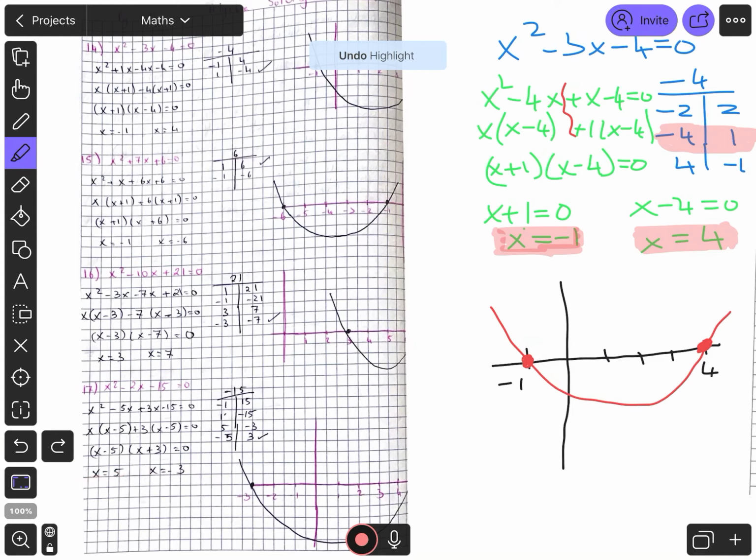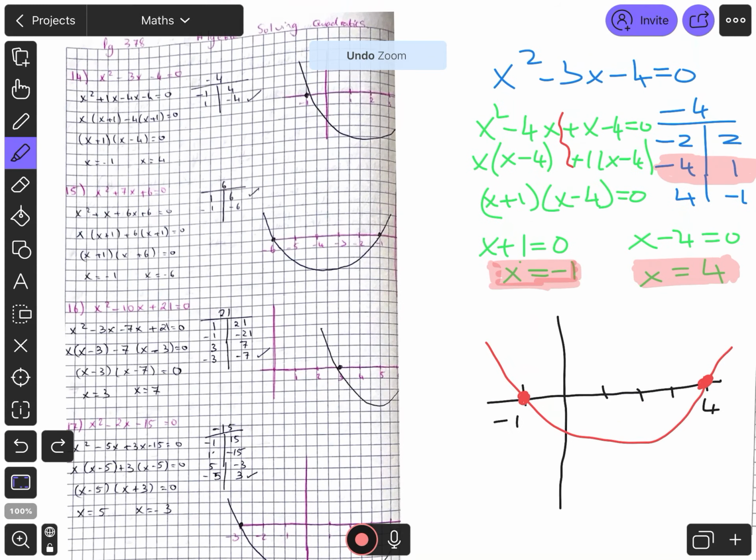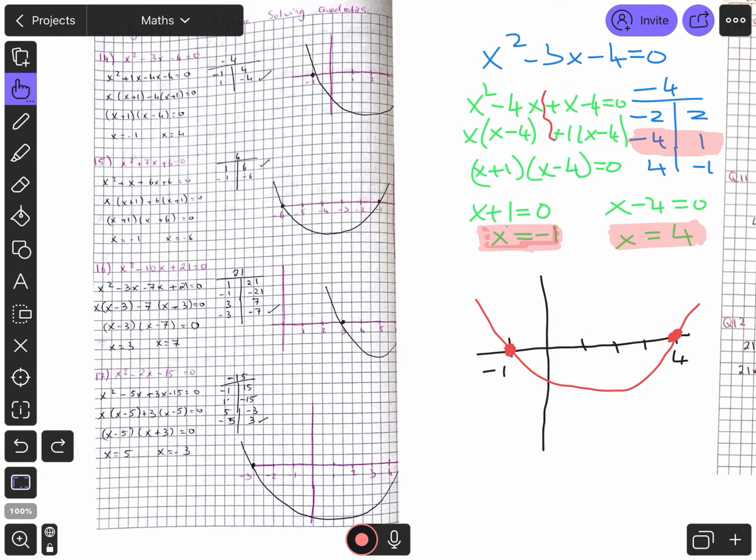And I'm sketching all of those again. Doesn't matter what way you could have gone for this graph here. You could have gone like that. It doesn't make any difference as long as it's going through these 2 points, and it's either a U shape if it's positive or an N shape if it's negative. And that's them questions there.